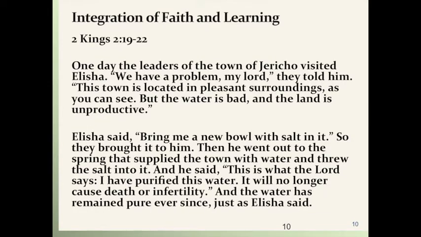So this is 2 Kings 2:19 to 22. One day the leaders of the town of Jericho visited Elisha. They said, "We have a problem, my Lord. This town is located in pleasant surroundings, as you can see, but the water is bad and the land is unproductive." So Elisha said, "Bring me a new bowl with salt in it."